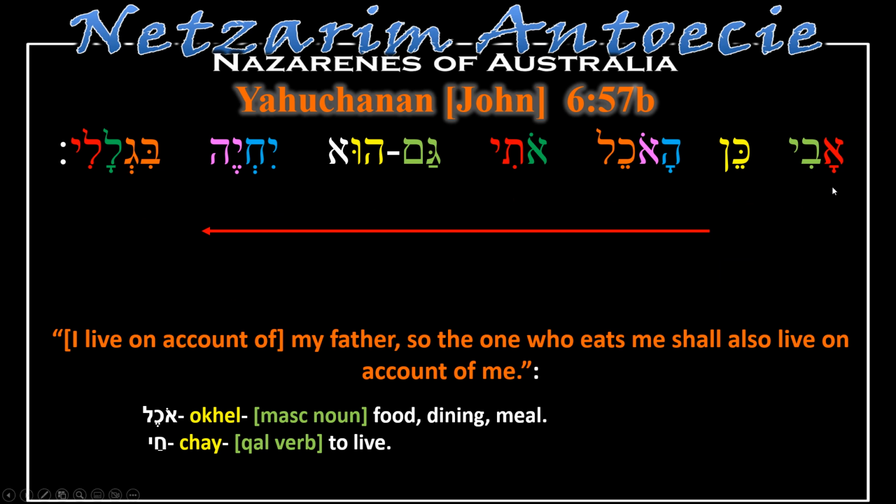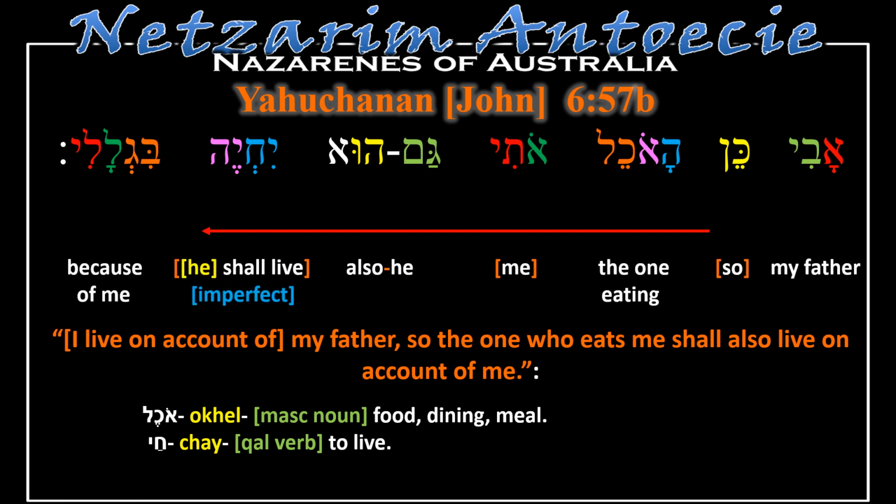So let us read that. Avi, ken, ha-okel, oti, gam, hu, yichyeh, biglali. And the translation, I live on account of my father. And then it's like a comma. So the one eating me, also he shall live because of me.